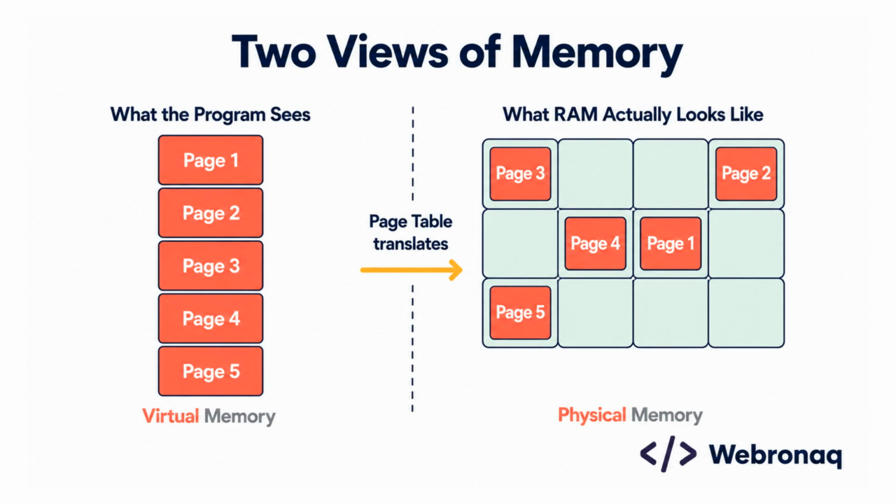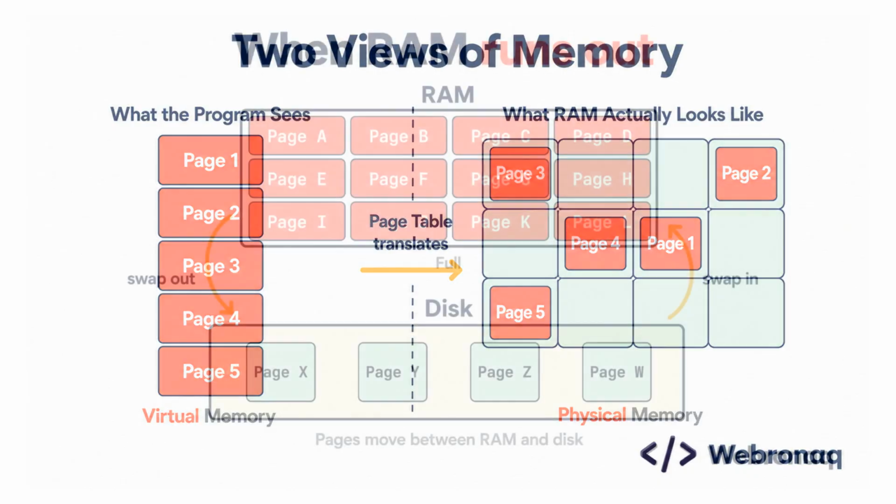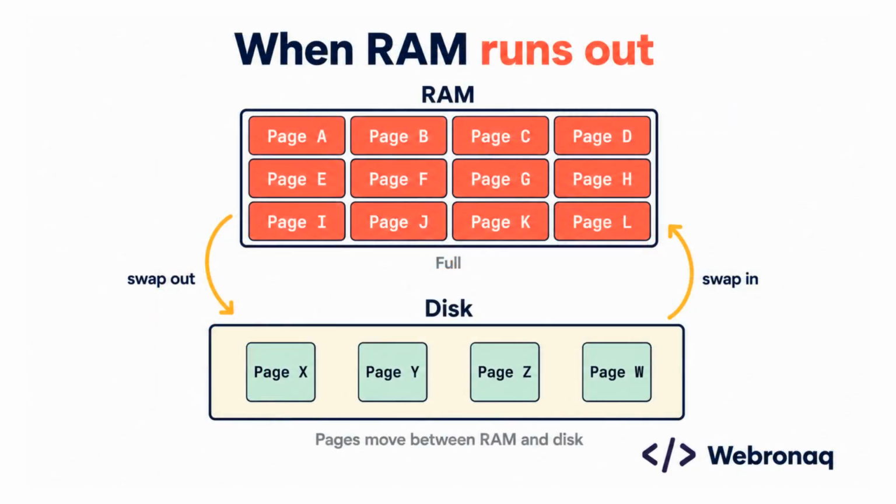This is exactly the kind of trick Chrome uses too. Every tab thinks it has its own clean memory space, but in reality, they're all sharing your RAM, and the OS is juggling it behind the scenes. Now here's where paging gets really powerful. What happens when RAM fills up completely, and a program still wants more memory? The operating system has a clever move for this too.